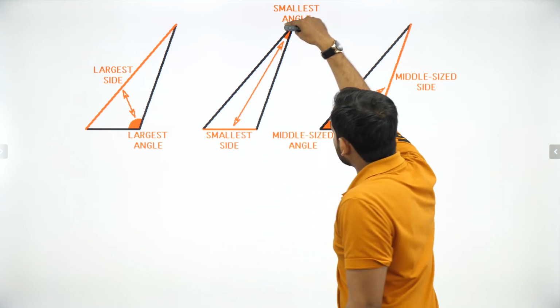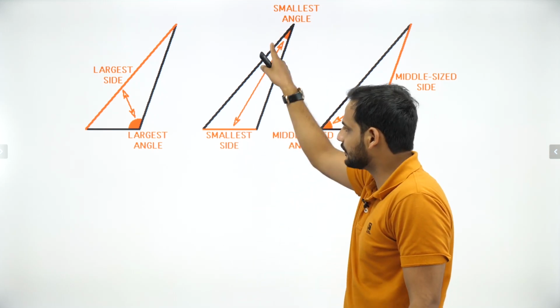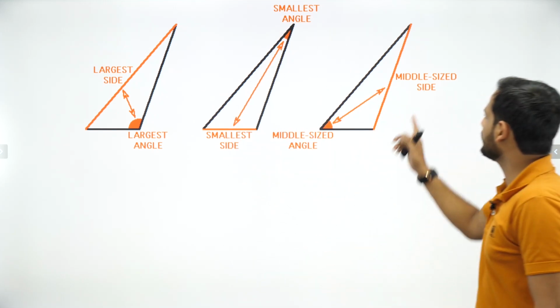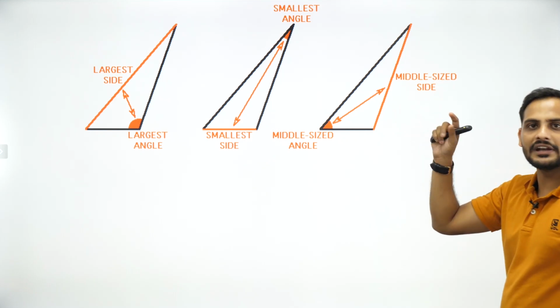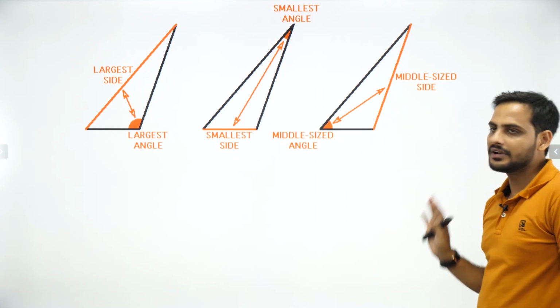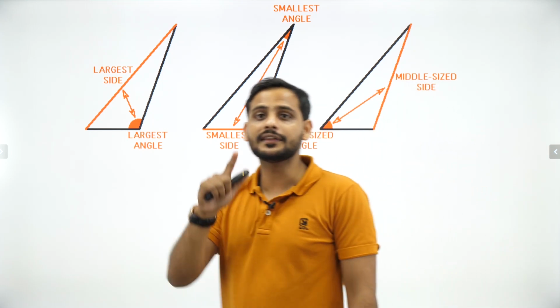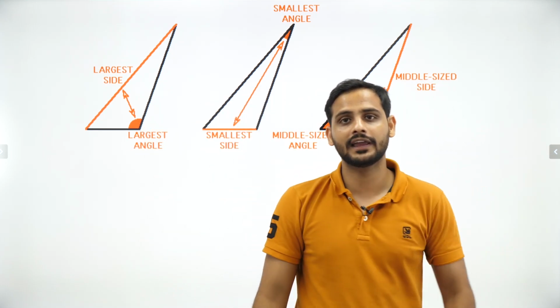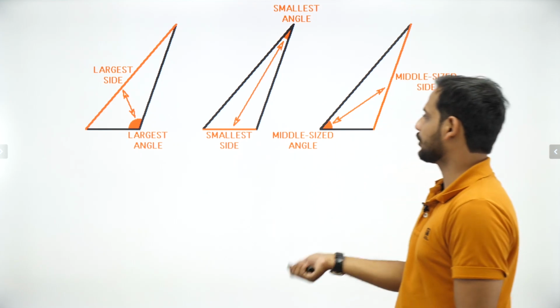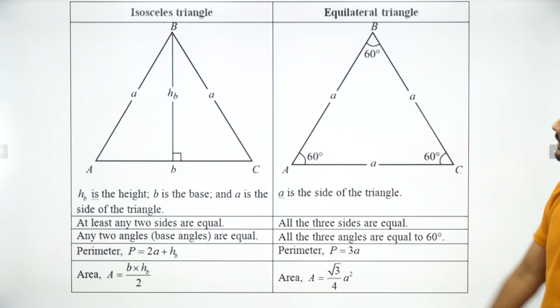Similarly, the smallest angle and the smallest side are opposite to each other. And similarly, the middle side, the medium side, is opposite to the medium angle. So where can this be used? This will give us the property of isosceles and equilateral triangles.